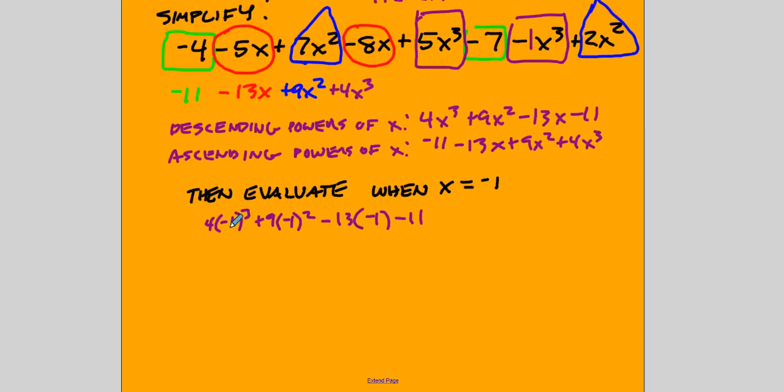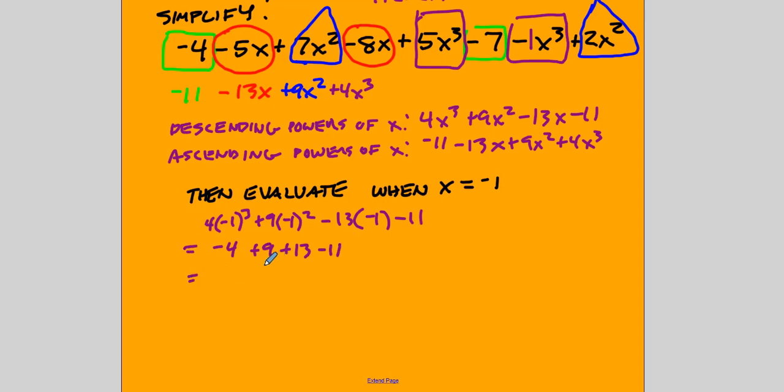Okay, so negative 1 to the third, when you have a negative to an odd power, it's going to be negative. Negative 1 times negative 1 is 1, times negative 1 is negative 1. So this is 4 times negative 1. That makes negative 4. Negative 1 squared, well, negative 1 times negative 1 is 1. And a negative to an even power will always be positive, so this is plus 9. Negative times negative is positive, that's 13 minus 11.